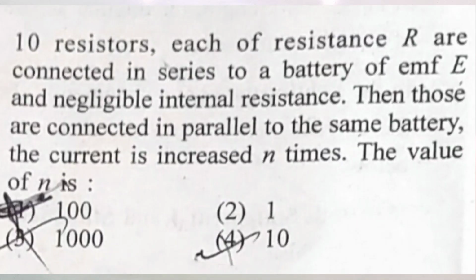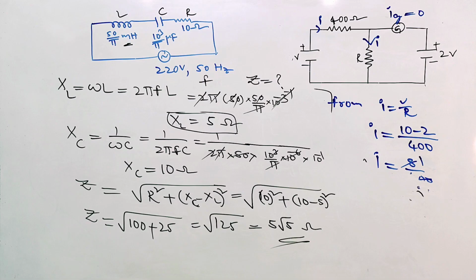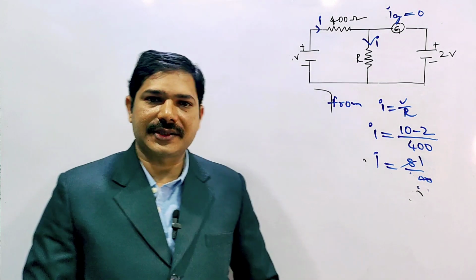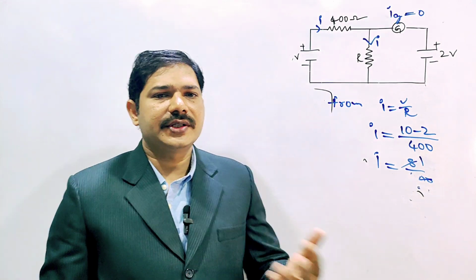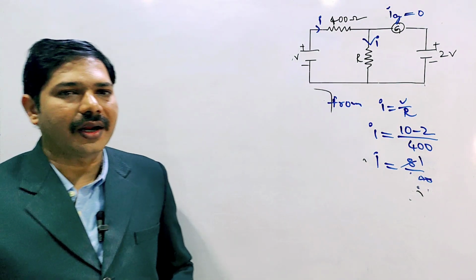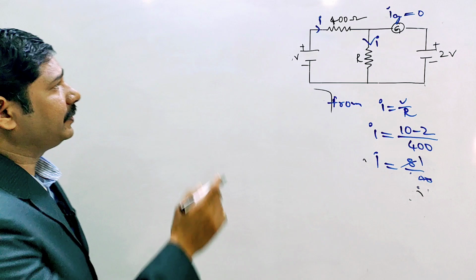10 resistors, each of the resistors are connected in series to a battery of EMF E with negligible internal resistance. Then those are connected in parallel to the same battery. The current is increased n times. The value of n is? Here 10 resistors are given. First they are connected in series. All are identical resistors. So at that time what happened?